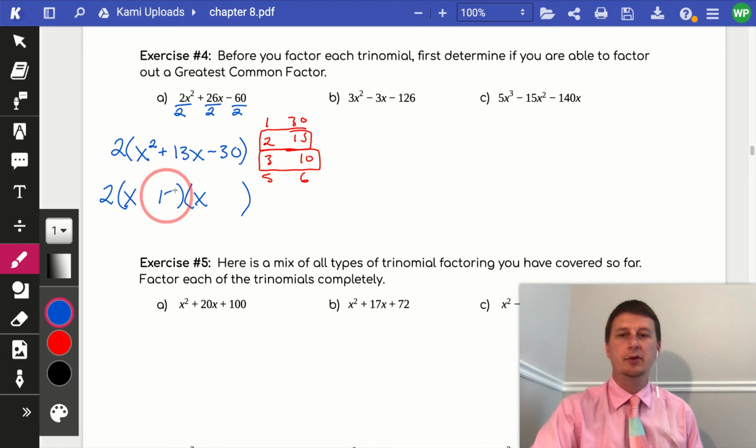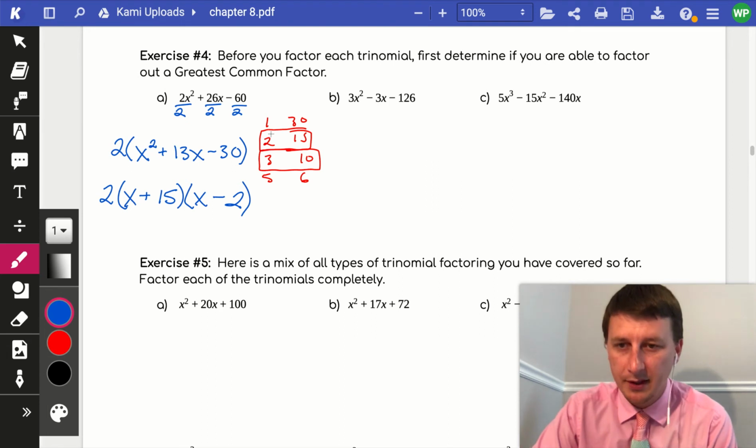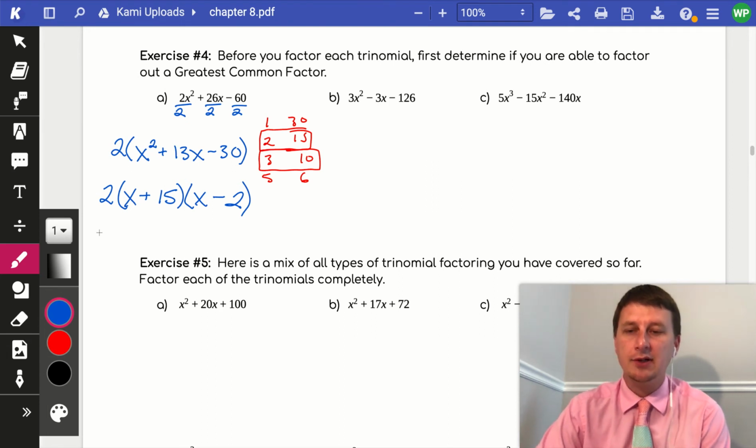And it should clue you in that we're going to use 15 and 2, because 15 times 2 will give you 30. 15 minus 2 will give you positive 13. So 15 minus 2, positive 13. And 15 times negative 2 is negative 30. So right here, part A is factored.